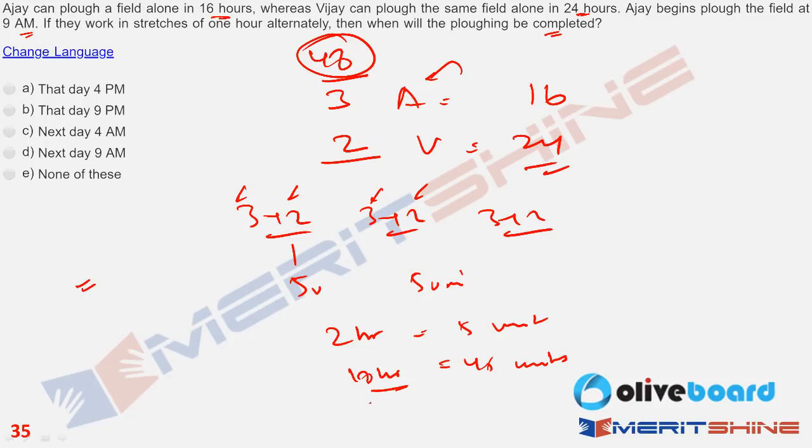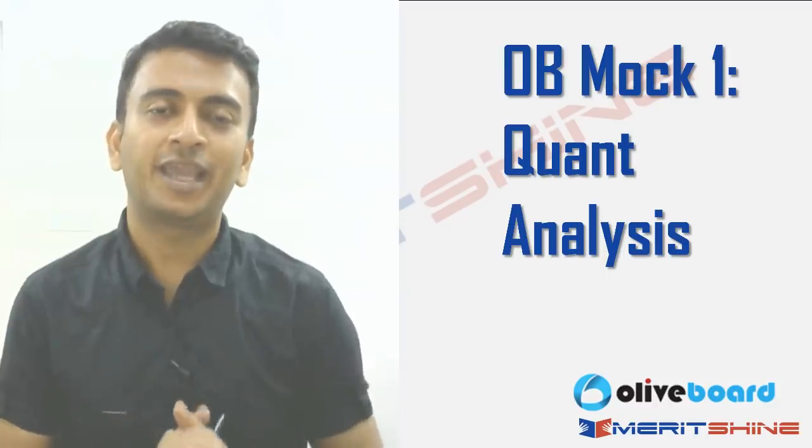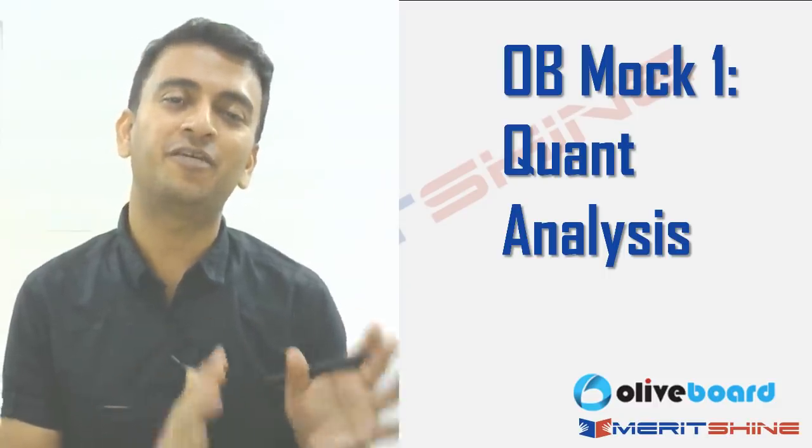So total time taken will be how much? 18 plus 1, 19 hours, right? So 19 hours means 5 hours less than the time they started. So 9 a.m. minus 5 here will be next day 4 a.m. Simple.